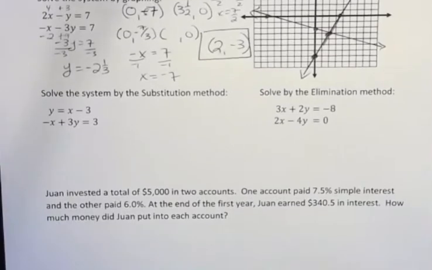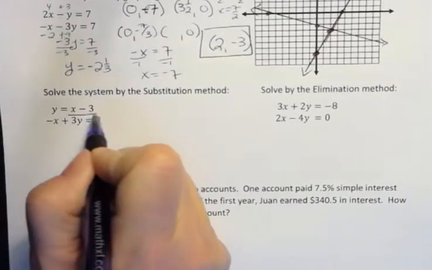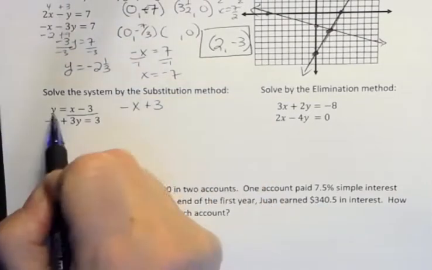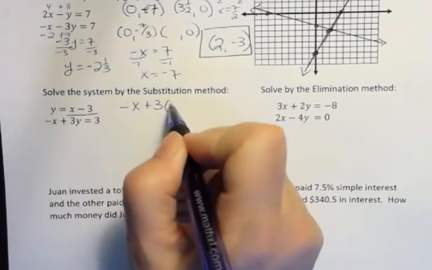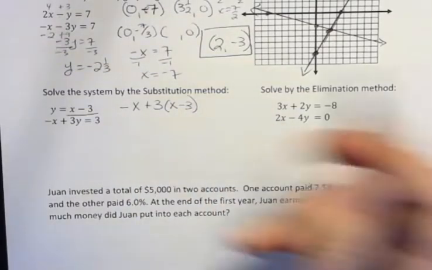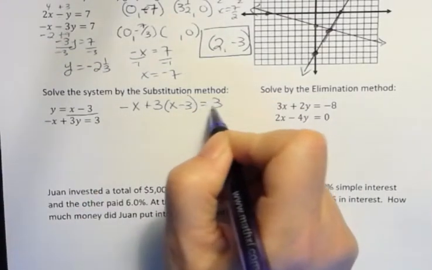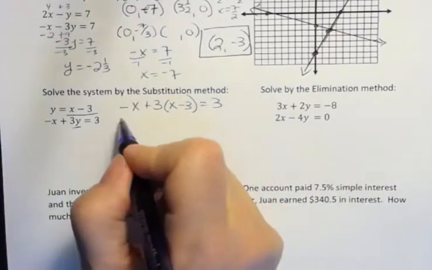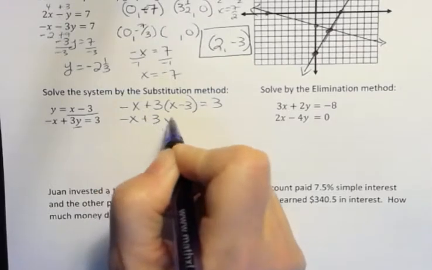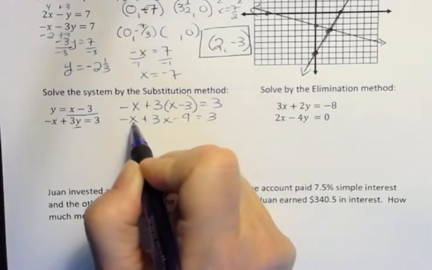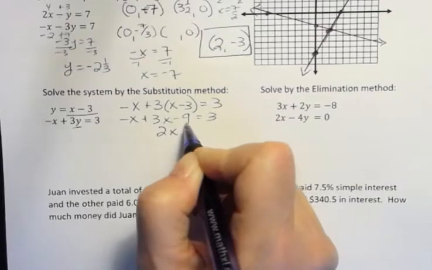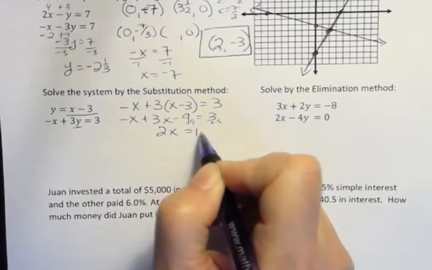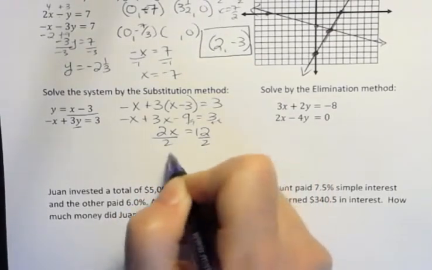Okay, so next is substitution. In the substitution method, I write out my second equation. Instead of y, I substitute what y equals, which is x minus 3, and then I still have that equaling 3. So all I did here was replace the y with x minus 3. That gives me 3x minus 9. Negative x and 3x is 2x. Add 9 to both sides, and we get 12. Divide by 2, and we get x equals 6.